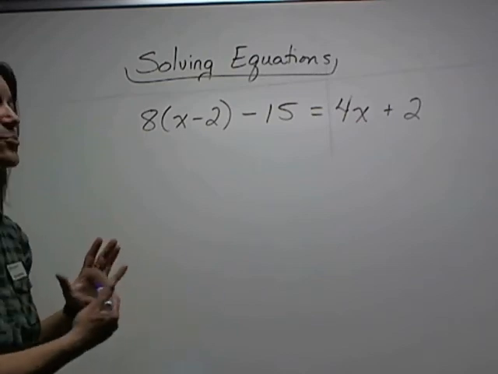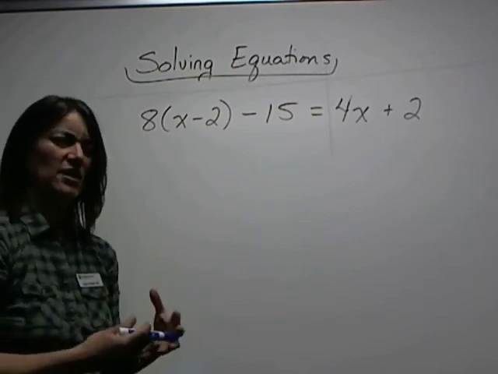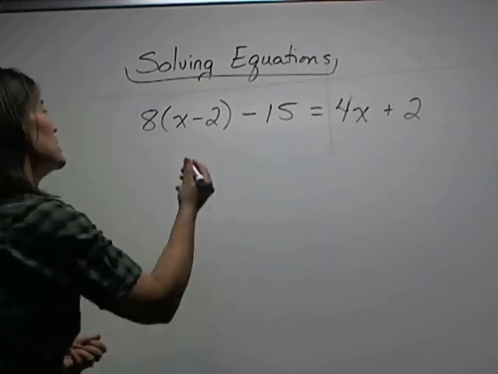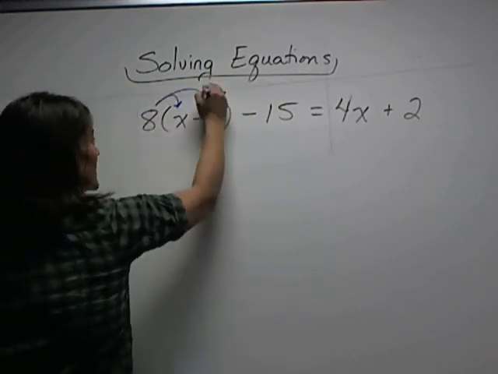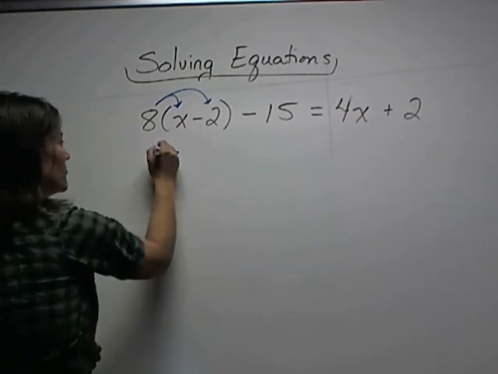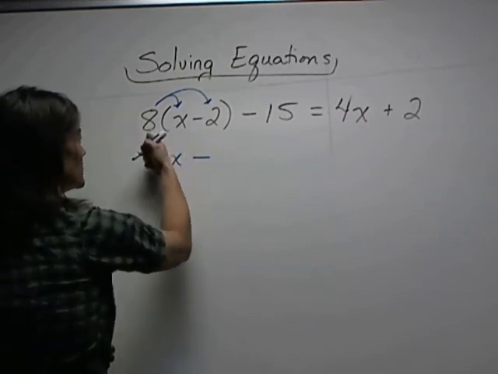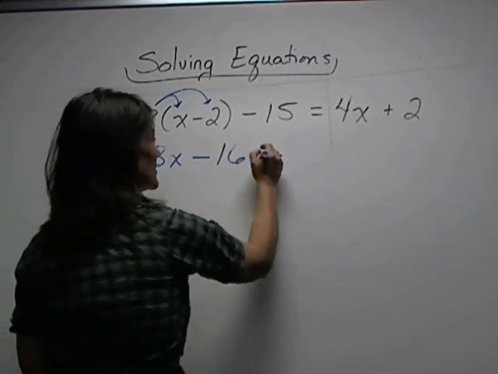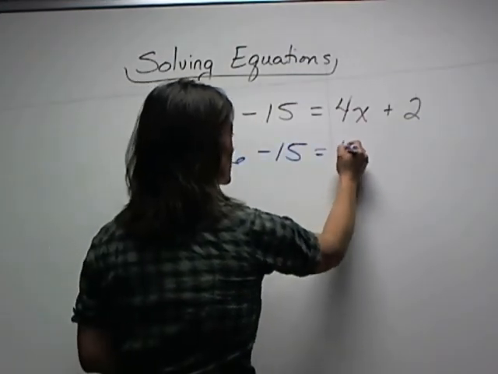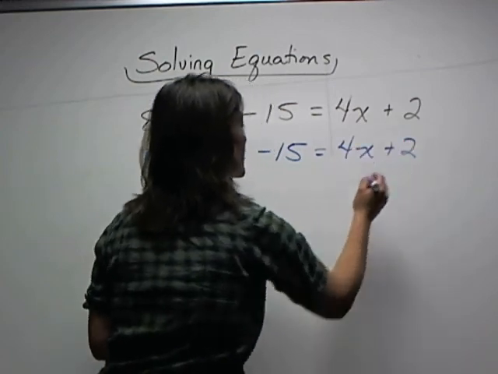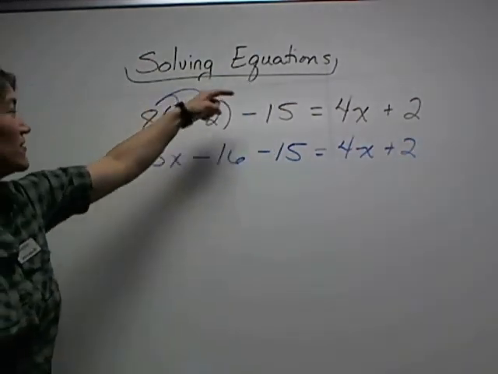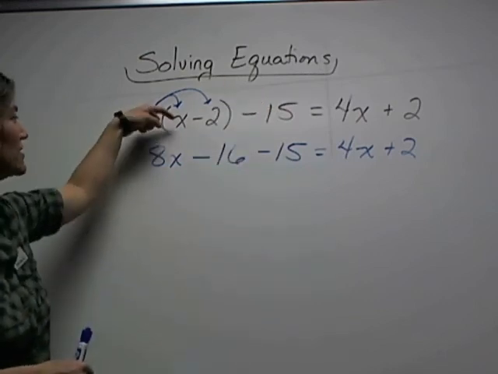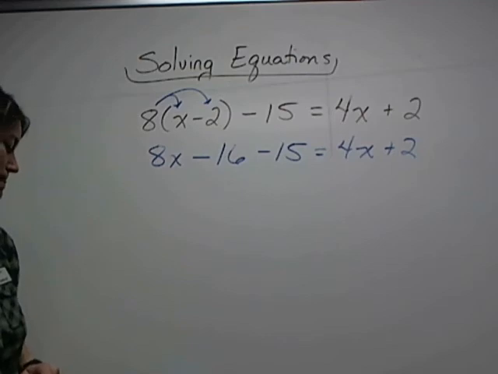But the first thing I see is parentheses. So whenever you see parentheses, the first thing you should think about is let's get rid of those by using our distributive property. So I'm going to take the 8 and multiply it inside to both terms. That's going to give me an 8x minus, because positive times the negative stays negative, 16. And then I still have this minus 15 is equal to the 4x plus 2. I did not take the 8 times the 15 because the 15 is not in parentheses. I only distribute the 8 inside the parentheses.